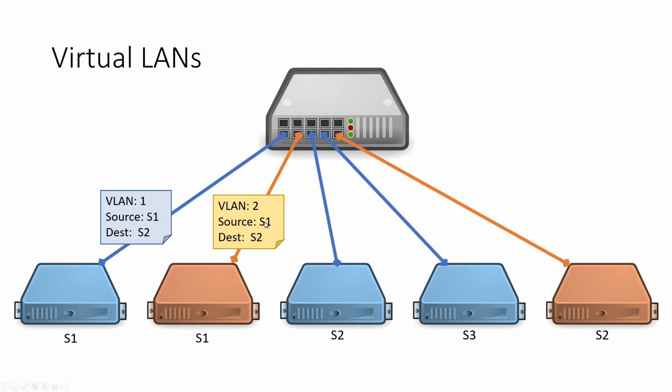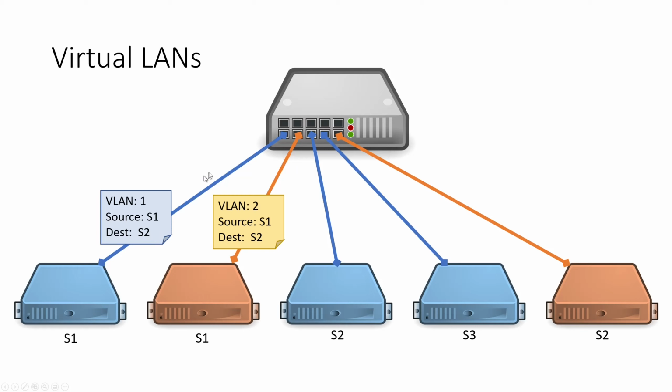Server S1 on the red VLAN will do the same. It will send a packet from source S1 to destination S2, but now it will tag the packet with VLAN number 2, the red VLAN, and then it will go through this port. If we look at these packets, they're very similar. They're exactly the same except for the VLAN tag.